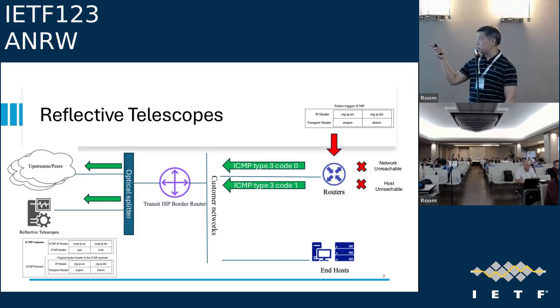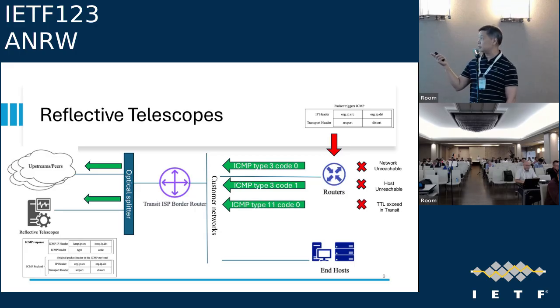The type 3 code 1 is also generated by the router. The router knows the network, but is not able to reach the destination host. For example, if it is missing the ARP resolution, then it will generate the host unreachable.